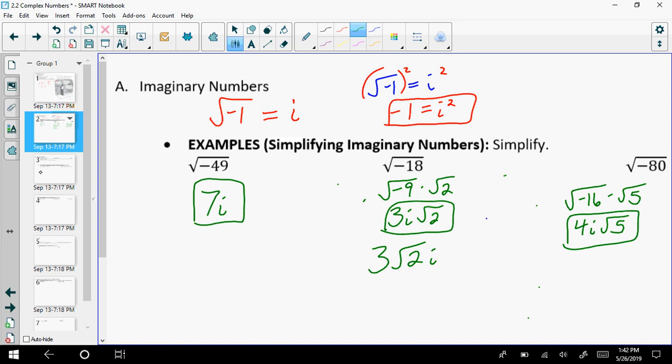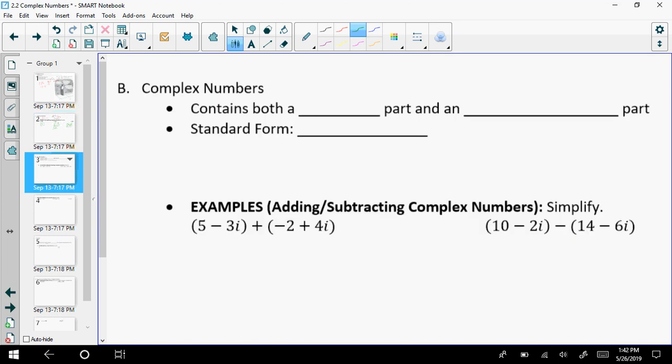These are imaginary units. So now it brings us to the name of the lesson, complex numbers. Think of the word complex. They're complicated. So complex numbers contain both a real part and an imaginary part.